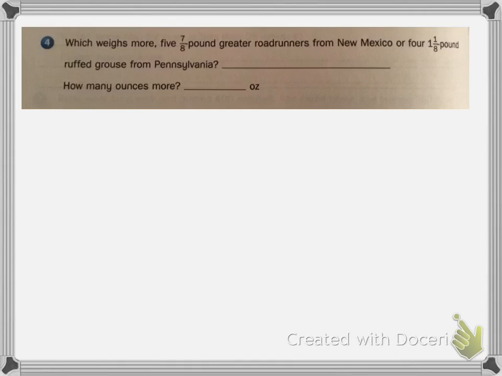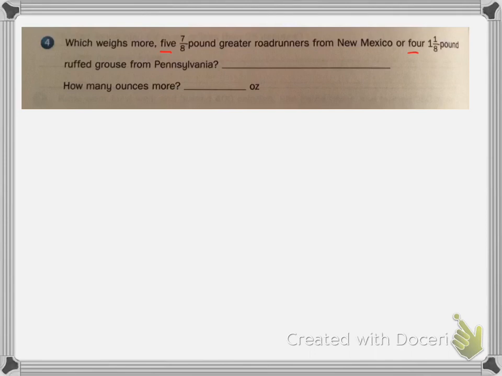All right. It says, which weighs more? 5 7/8 pound great roadrunners from New Mexico, or 4 1 1/8 pound ruffed grouse from Pennsylvania? All right, so let's start with this one. Why don't you pause the video? We'll do the first part, and then you can play the video, and then we'll do the second part here in a minute.